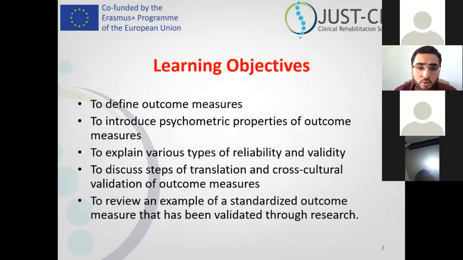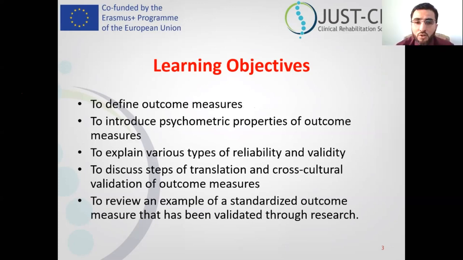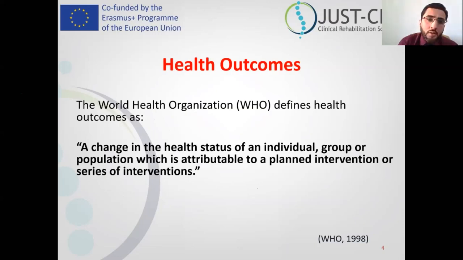In this webinar, we're going to cover different learning objectives. First, we're going to talk about health outcomes and outcome measures. Then we're going to discuss different psychometric properties of outcome measures, including validity, reliability, and responsiveness to change. Then we're going to discuss the steps of translation and cross-cultural validation of outcome measures. Finally, we're going to review the Functional Independence Measure as an example of standardized outcome measures that has been validated through research.